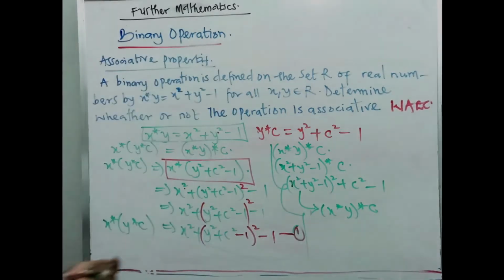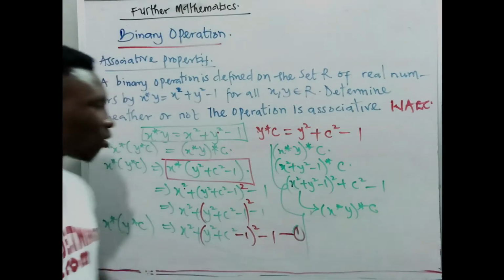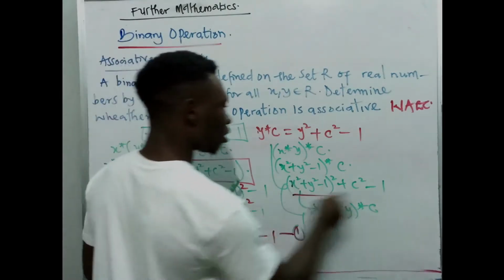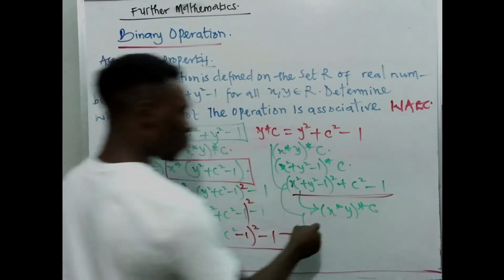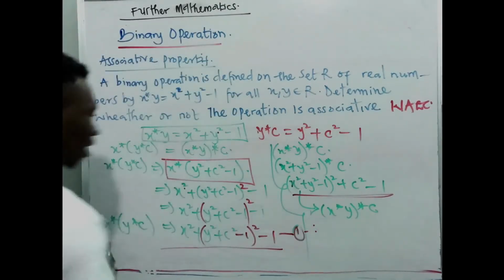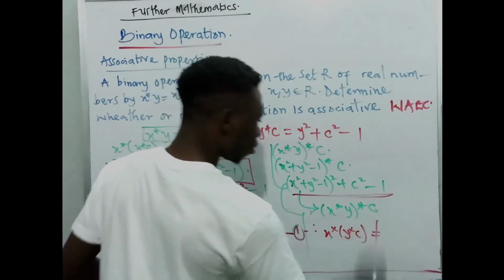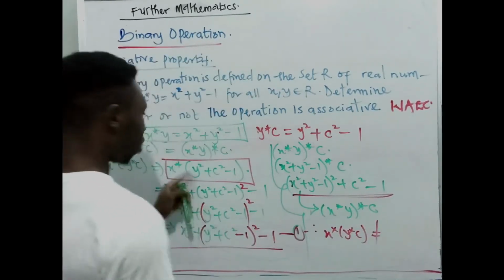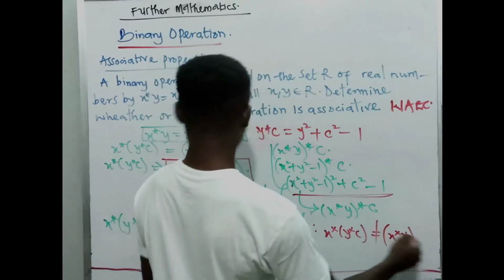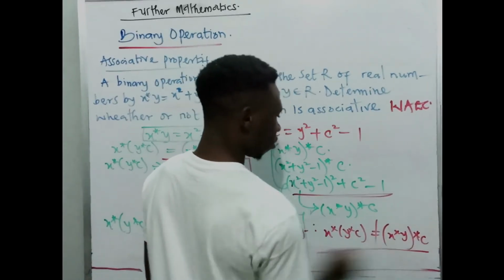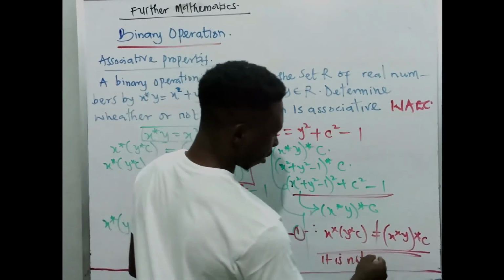Now, if you pay close attention, this particular expansion is not equal to this expansion. These expansions are not equal. Therefore, we can conclude that (x asterisk y) asterisk c is not equal to x asterisk (y asterisk c). So it is not associative.